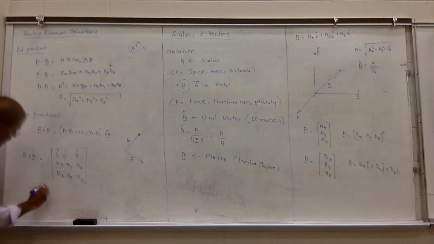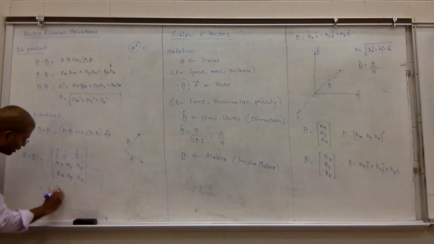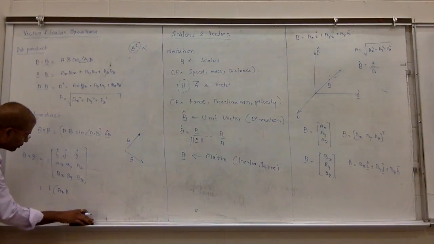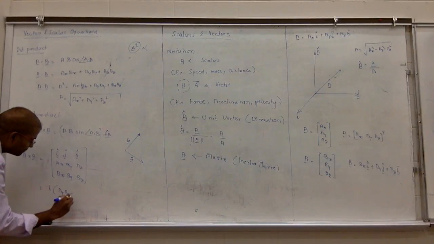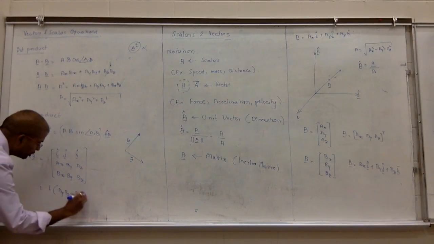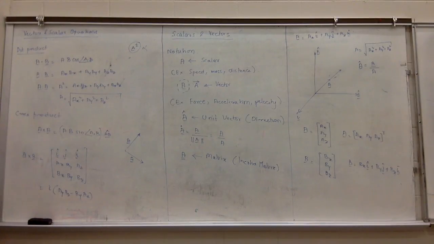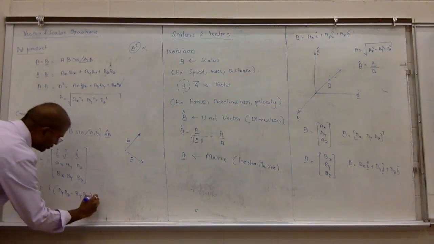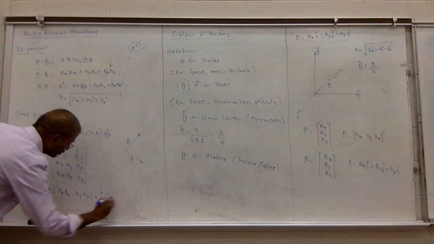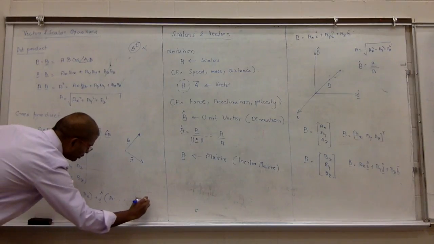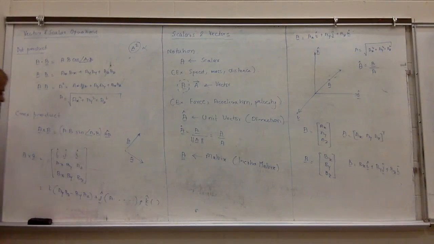So you have I into AY into BZ minus BY into AZ. Correct? So you forget this one and this one. You do this minus this. Plus J into, so you remember this. So this is how you do it. Now you see, the dot product will result in one number, but this will result in another vector.